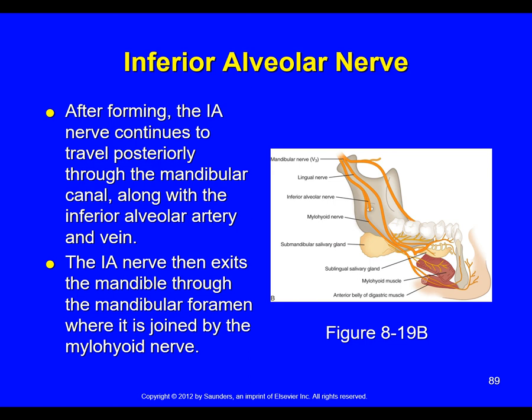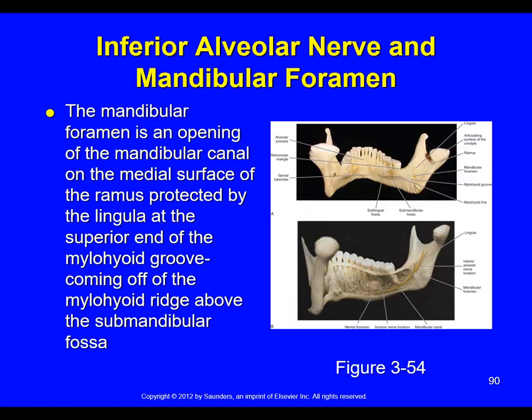After forming, the IA nerve continues to travel posteriorly through the mandibular canal along with the inferior alveolar artery and vein. The IA nerve exits the mandible through the mandibular foramen, where it's joined by the mylohyoid nerve. The mylohyoid nerve is going to the mylohyoid muscle, and you can see here it's coming off the mylohyoid groove above the submandibular fossa, just to give you an idea of where the IA is coming through.